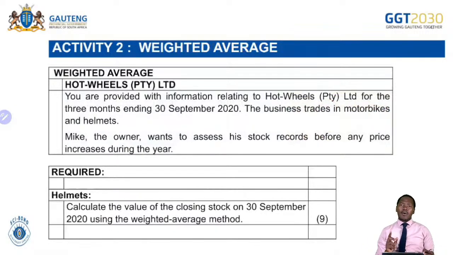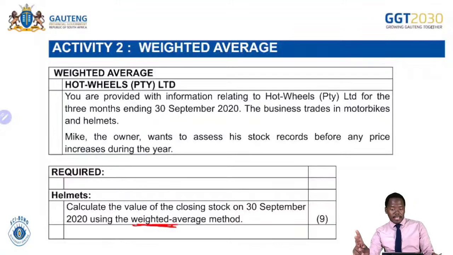We must now help this owner calculate the closing stock value using the weighted average. As I've said, Grade 12, we must be careful which method we are using. We are using weighted average. So we are doing that, Grade 12, for 9 marks. If this question comes, then we must expect it. We must be able to do it.